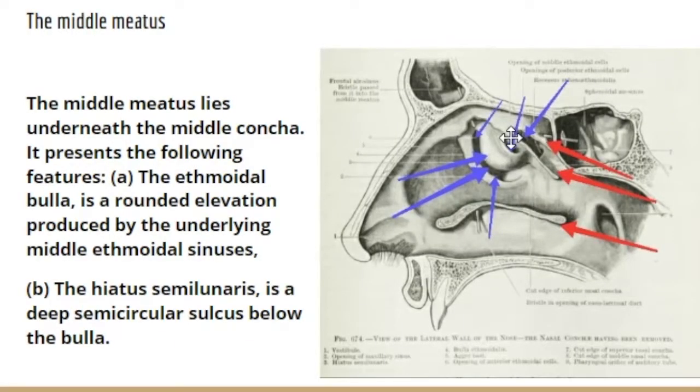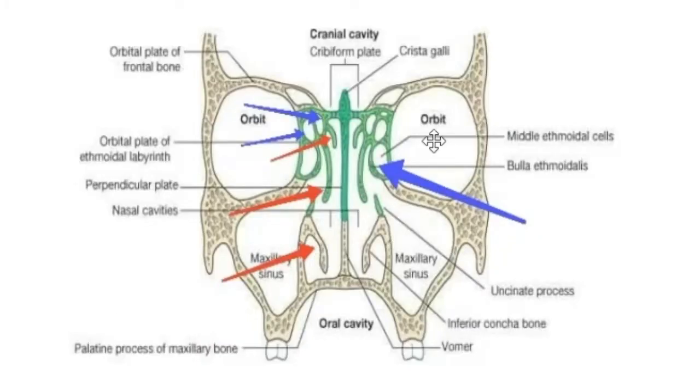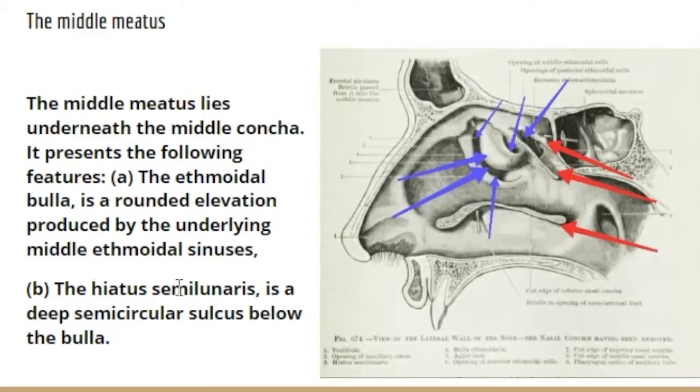Now inferior to the ethmoidal bulla, we have a curved gutter-shaped structure, which is formed by the mucosa covering the lateral wall as it spans a defect in the bony wall. So let's come back to our coronal section. In a coronal section, we see that there's a bony defect between the ethmoidal bulla and the uncinate process. Here the mucosa covers this and forms a sort of gutter which is called the hiatus semilunaris.